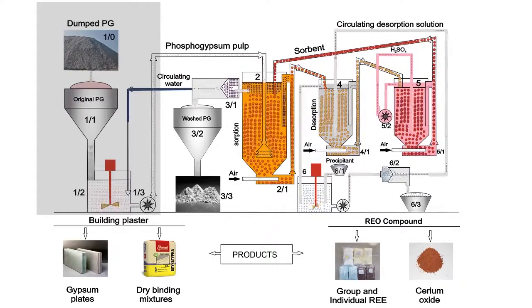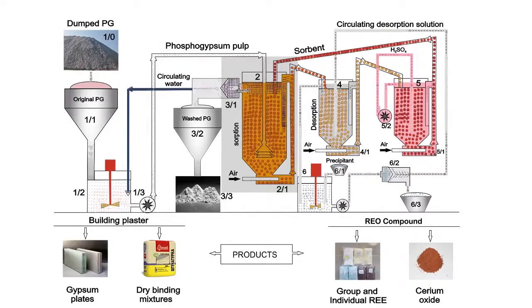At the first stage, phosphogypsum delivered from dumps, position 1-0, is loaded into the hopper, position 1-1, from where by continuous flow it enters the repulpator, position 1-2. There, while maintaining a certain solid-liquid ratio in the resulting pulp, recycled water is supplied, which comes from the solid-liquid separation unit, position 3-1. Further, the formed pulp from position 2-1 is pumped with a continuous flow to the sorption leaching column, position 2.